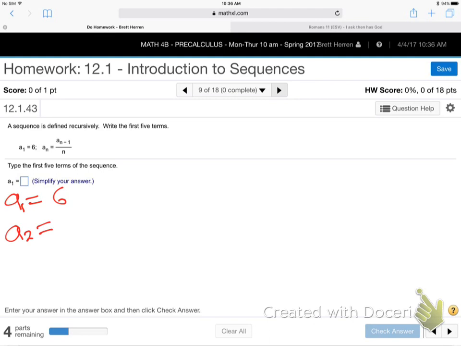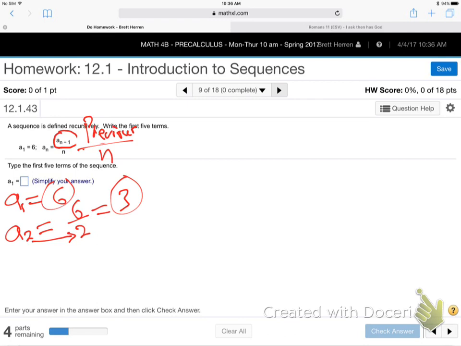This is a sub n minus 1, which means previous, over n. That's what that's basically saying. A sub n minus 1 means one term back. So previous term over n. So the previous term is going to be 6 over n. N means the number you're on, which is 2. I'm on 2 right now. So that's 3. Good. So a sub 1 is 6. A sub 2 is 3.